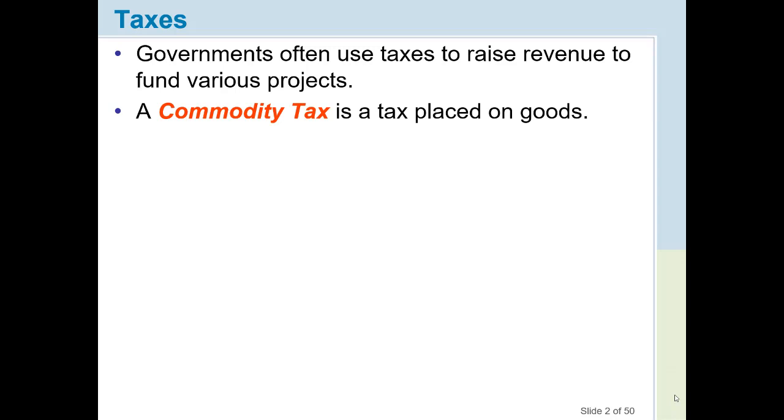So the easiest tax to analyze is going to be a commodity tax. That is a tax that's placed directly on goods. So you buy the product, you pay sometimes a certain percentage of its value or sometimes just a certain dollar amount based on the value of the product. The most common example of this in the United States would be the gasoline tax.